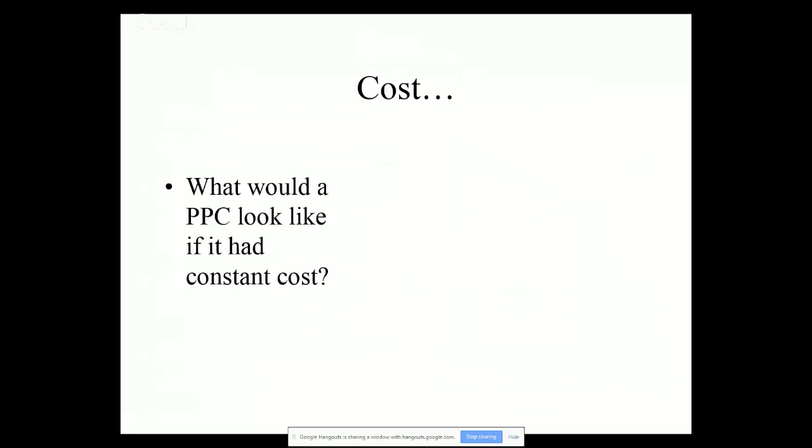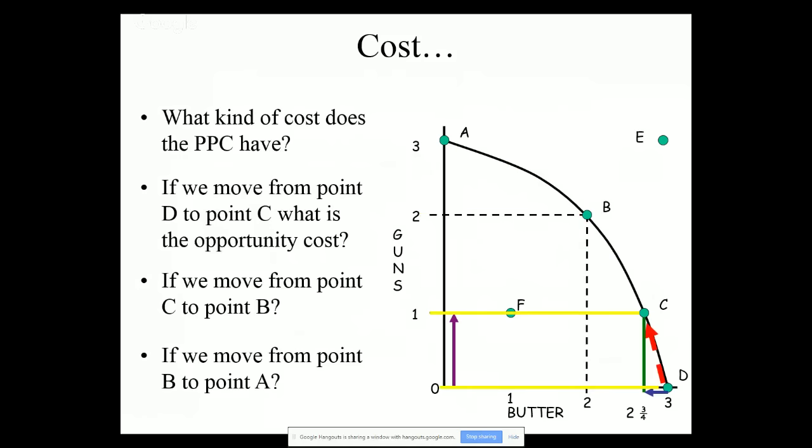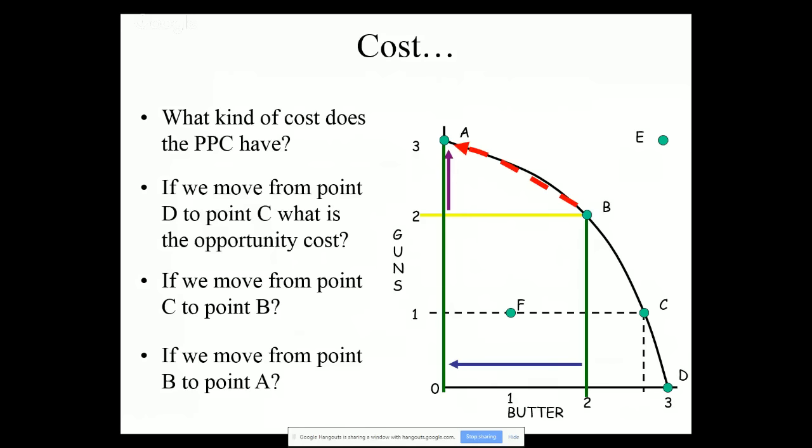The first time we gave up 1/4, then 3/4, then 2. So what kind of cost does this curve have? This curve has what we call an increasing cost. The first time to gain a gun, we gave up 1/4. The next time to gain 1 gun, we gave up 3/4. And the last time to gain 1 gun, we gave up 2 butters. So every time we're having to give up increasing amounts of butter to gain the same amount of gun. We have an increasing cost.